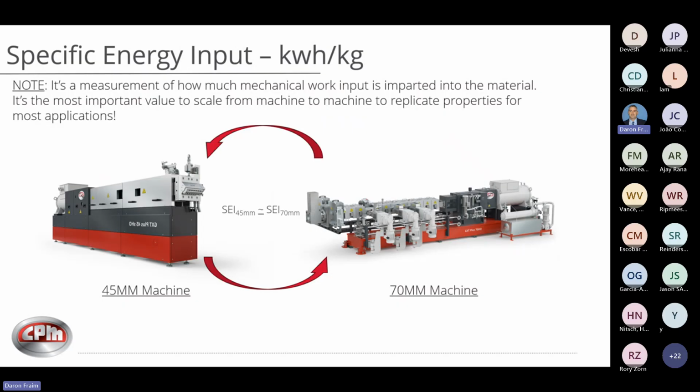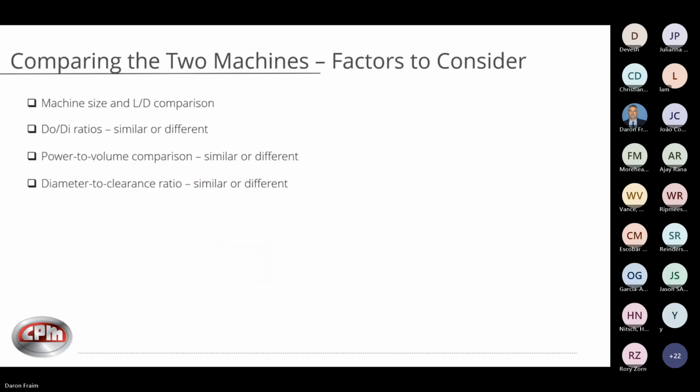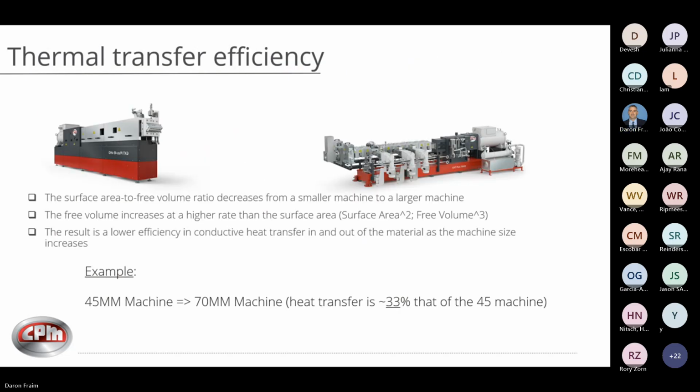The whole idea of the webinar is to try to match your specific energy input. The specific energy is a measure of how much mechanical work input is imparted into the material. And that's the key thing: when I move from machine to machine, I want to try to mirror that specific energy input. So we'll look at the two machines and compare what's similar and what's different. You can do your homework ahead of time and understand some key differences and things you just want to be aware of.